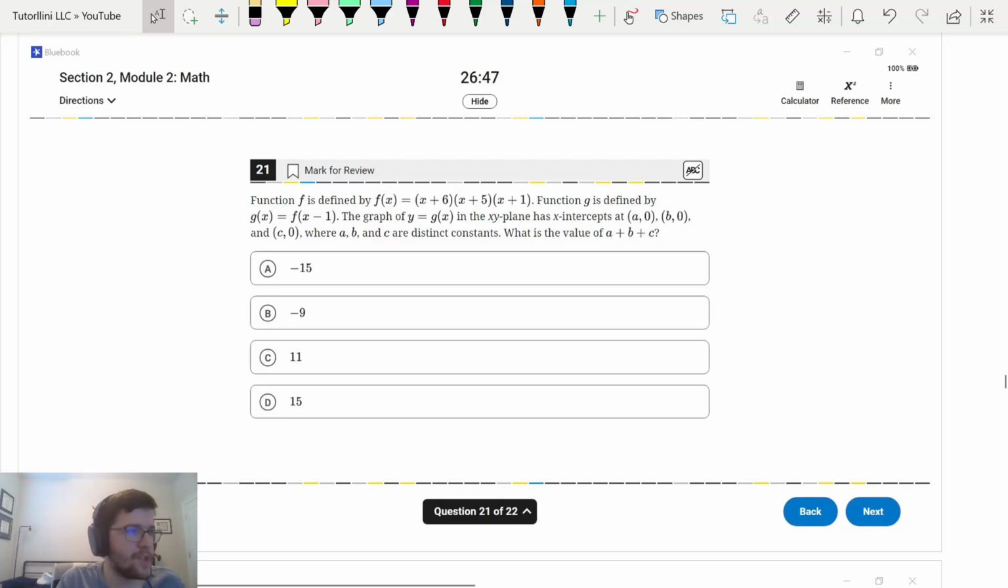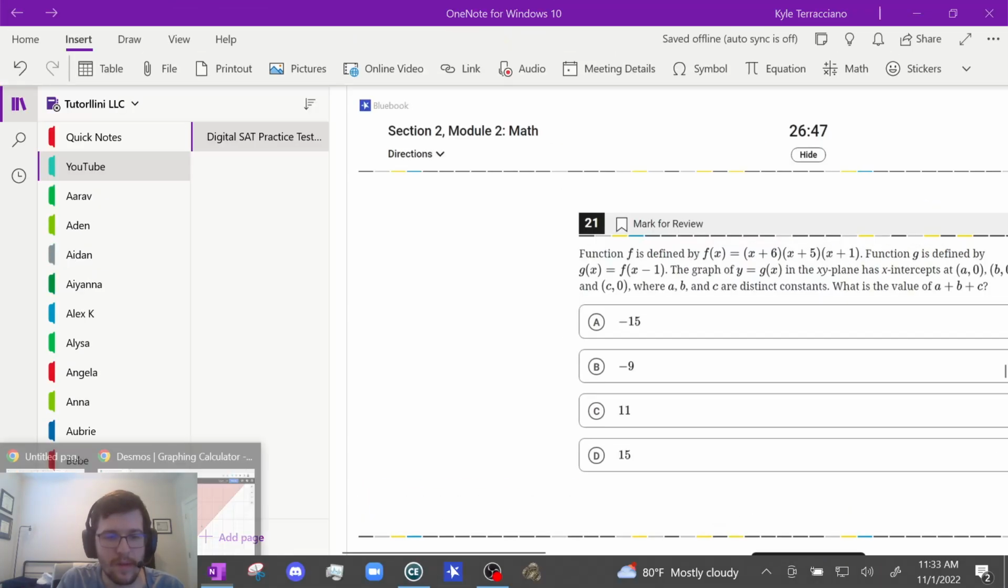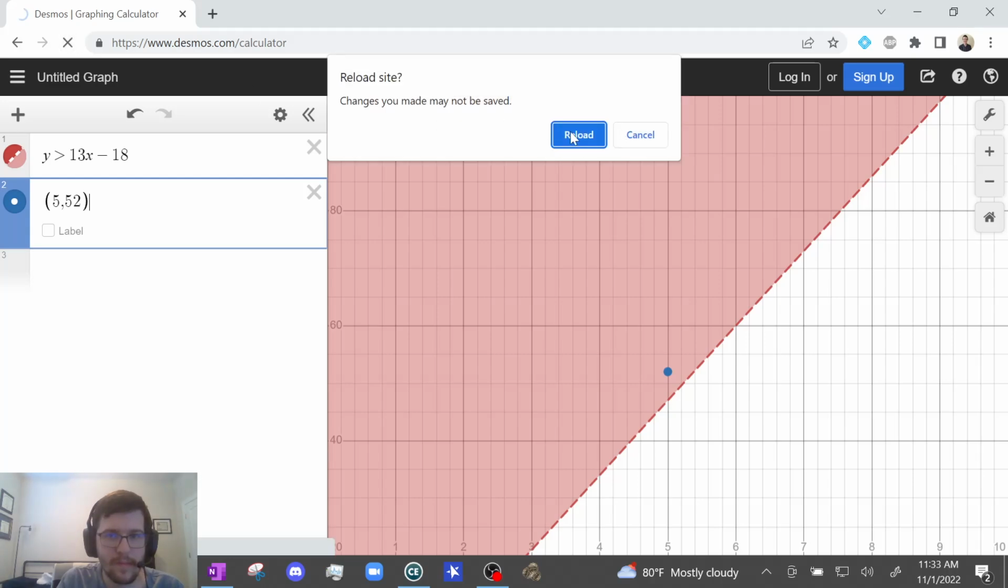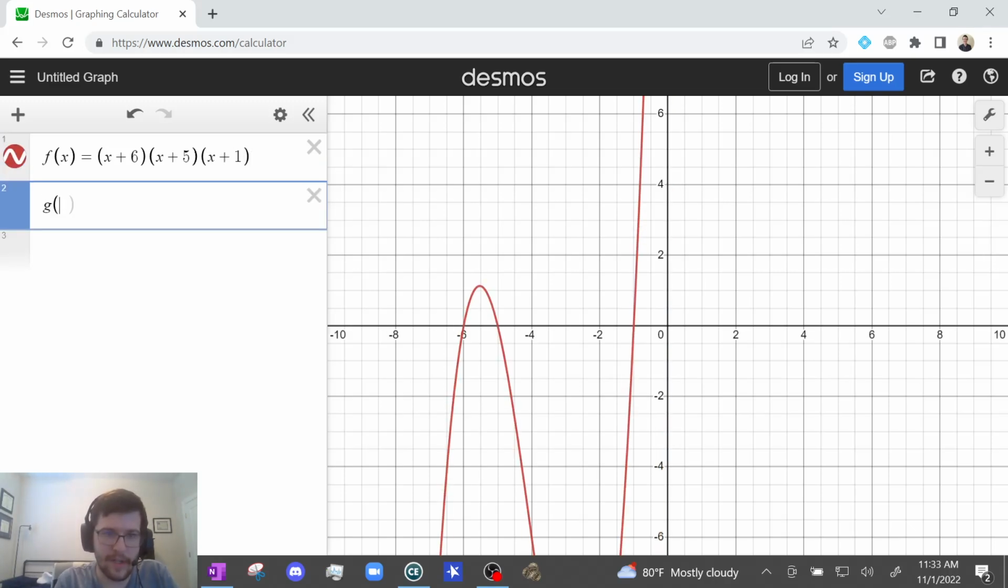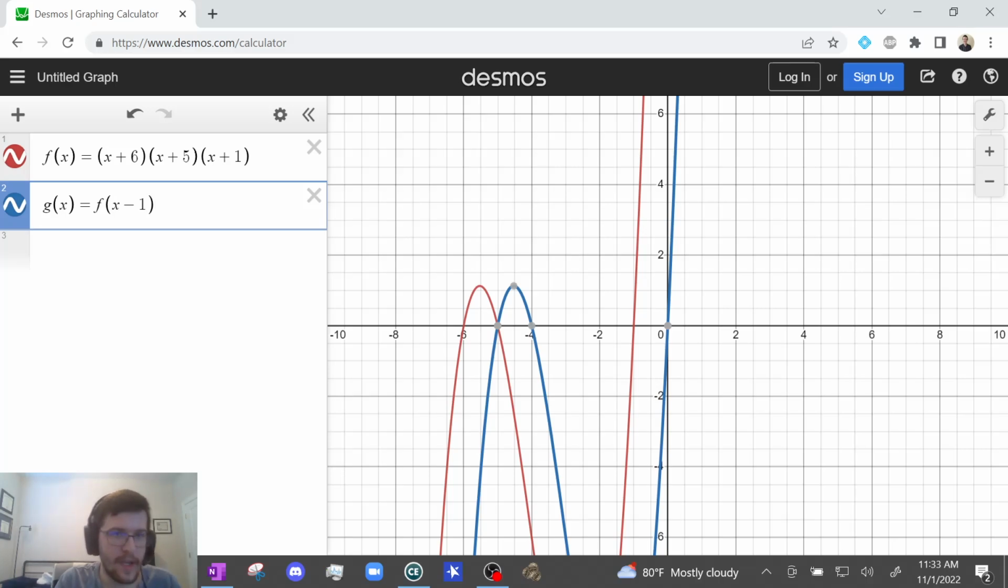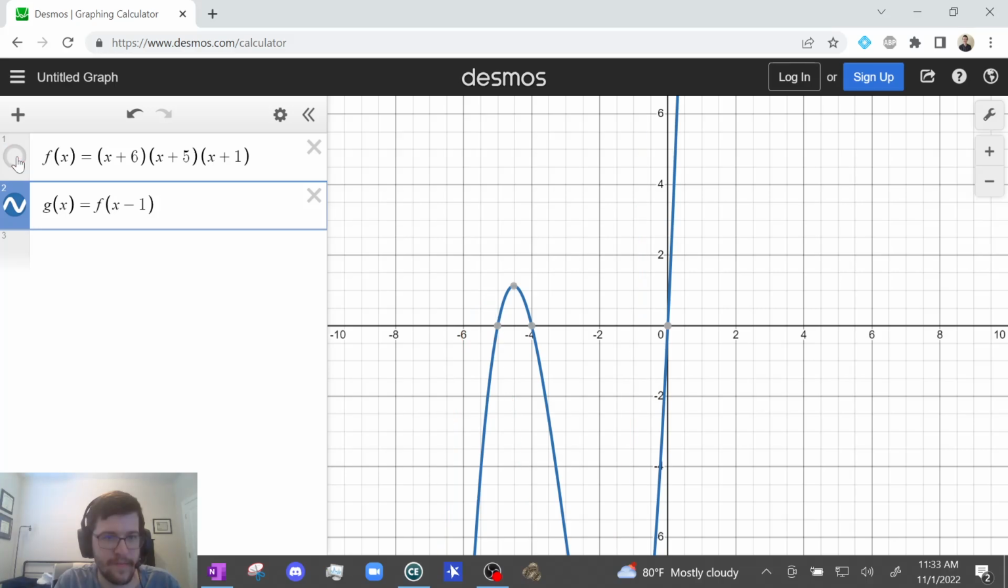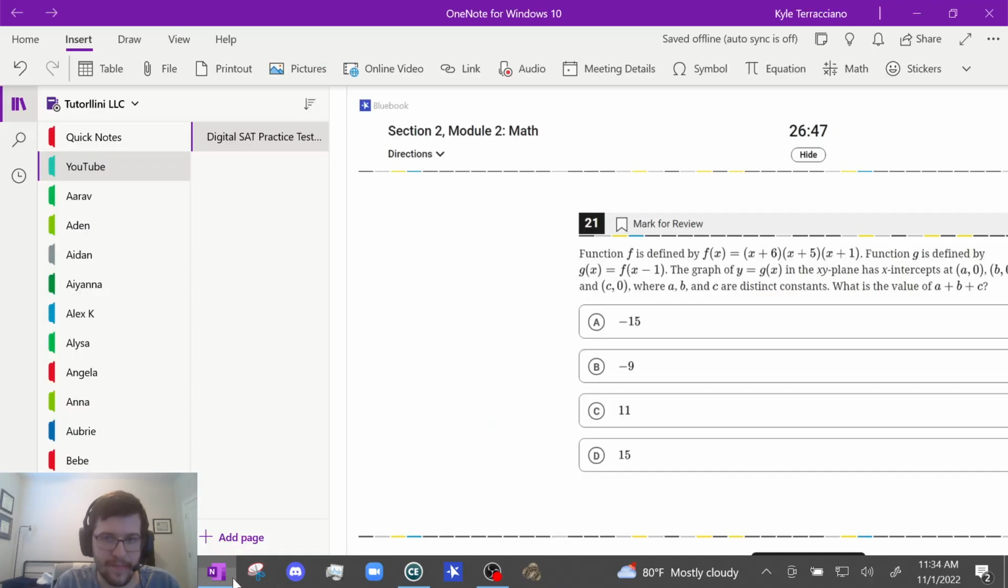Okay, so this one we can also do on Desmos. So let's do that. So really important, you got to use the function notation for this one. F of x equals x plus 6, x plus 5, and x plus 1. And then we're going to do g of x equals f of x minus 1. And then you could unselect the original because it wants us to find the x-intercepts of g of x. Okay, let's label those. -5, -4, and 0.